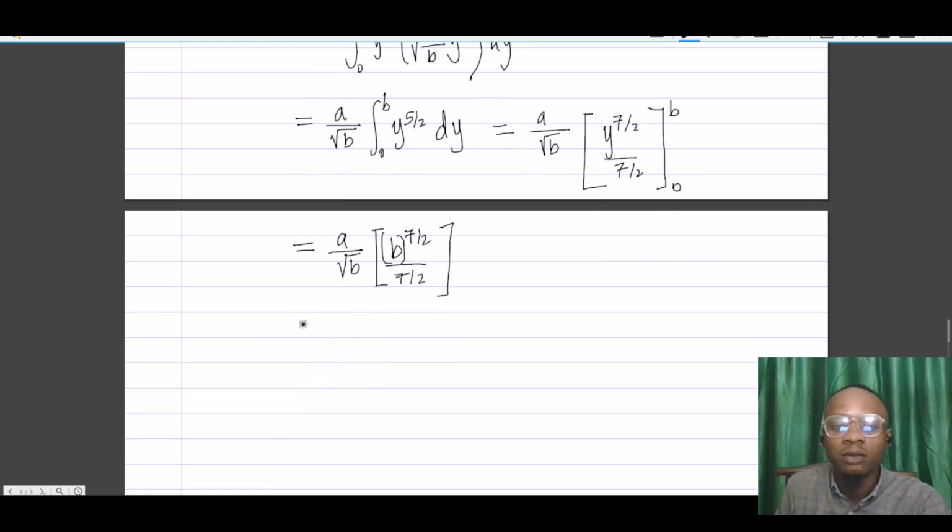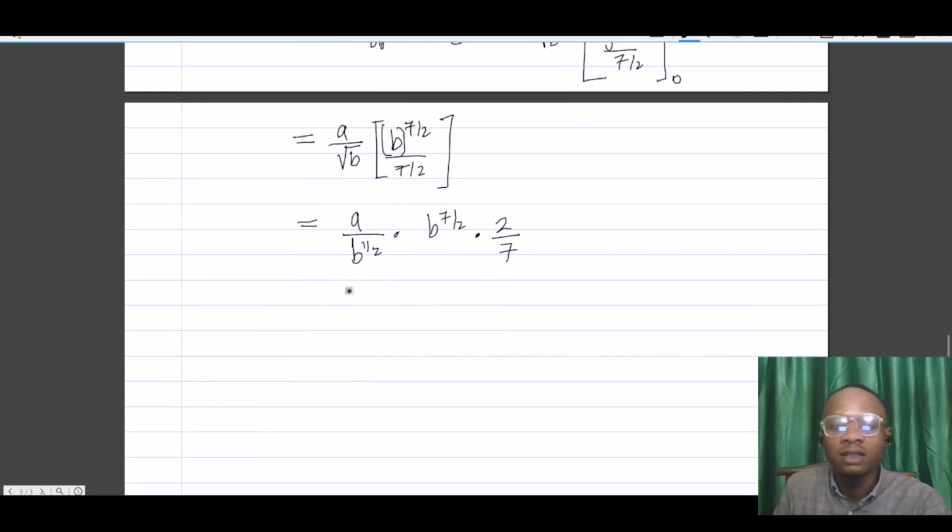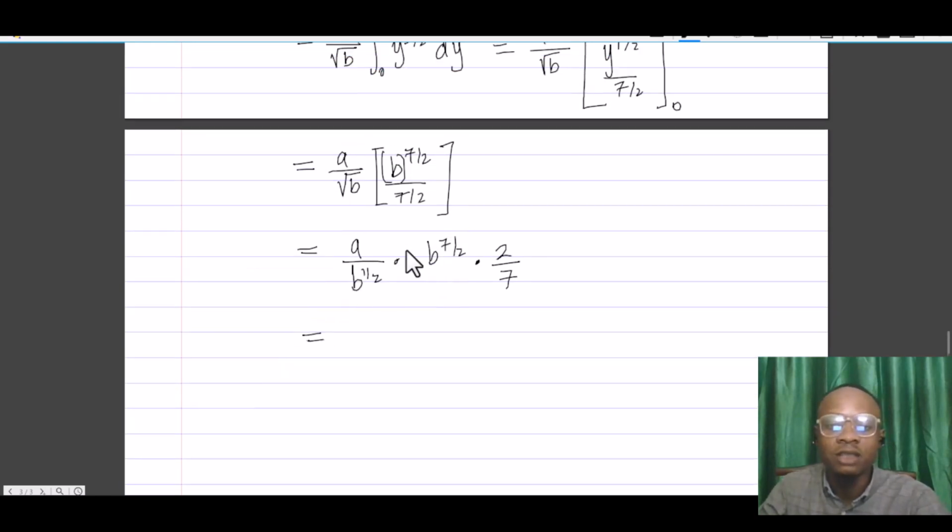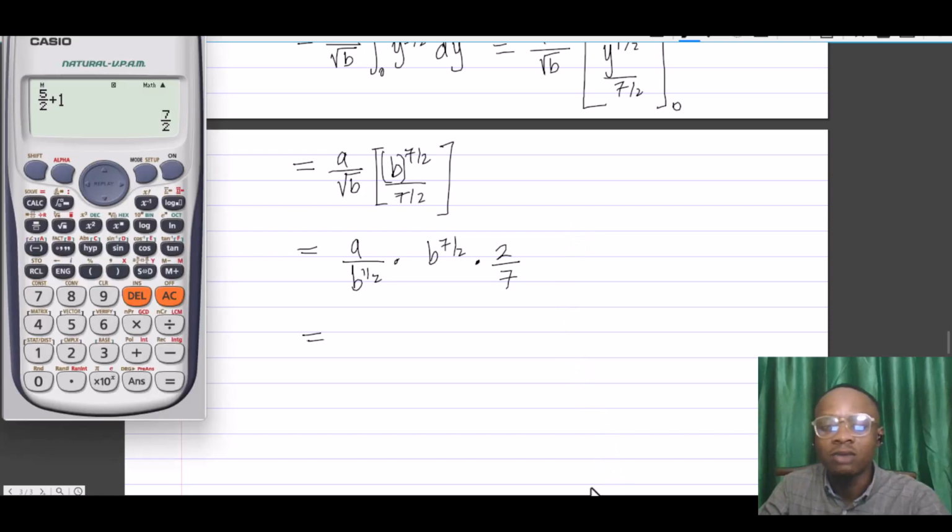So what do we have now? We have this equal to a over root b, or b to the power 1 over 2, multiplied by b to the power 7 over 2, then multiplied by 2 over 7, since dividing by 7 over 2 is the same thing as multiplying by 2 over 7. With this, we can simplify further. This is going to give us b to the power of 7 over 2, and when simplifying the power, we subtract 1 over 2 from it, so b to the power of 7 over 2 minus 1 over 2. Let's check that out: 7 over 2 minus 1 over 2.